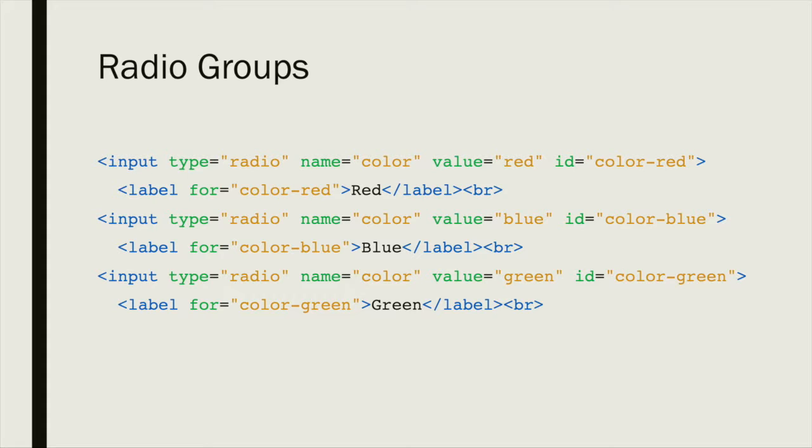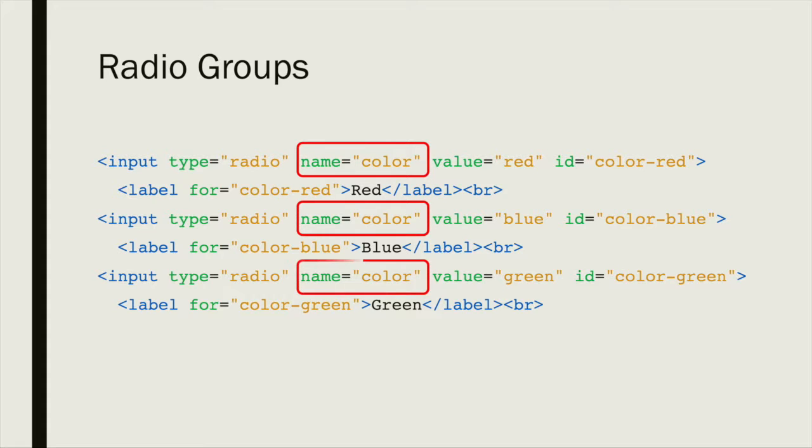You'll notice that the input types are fairly similar. The name is the same, the value is different, and the ID is different. If you recall from before when I said that the name and the ID should be the same, this is one case where they should not be the same, only because the name for all the radio buttons should be the same to identify a group.